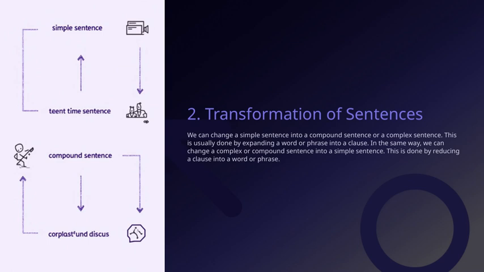Understanding this flexibility is key because it allows us to vary our sentence structure and improve clarity, making our writing more engaging and precise. It's all about knowing when to expand and when to condense, which really ties into the overall goal of effective communication.